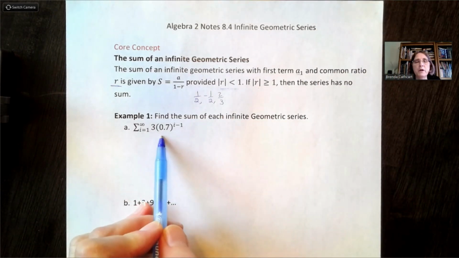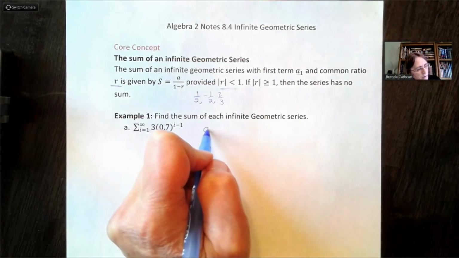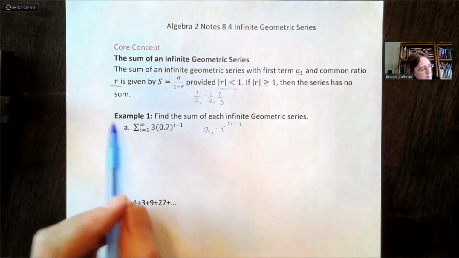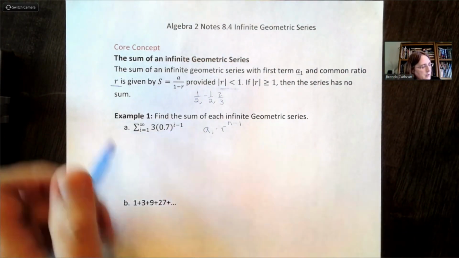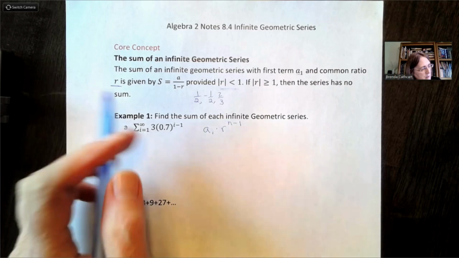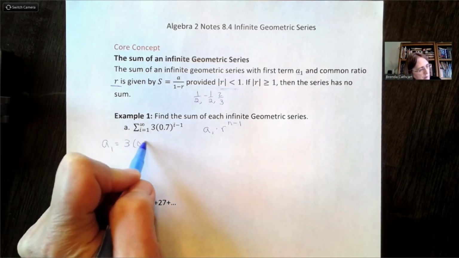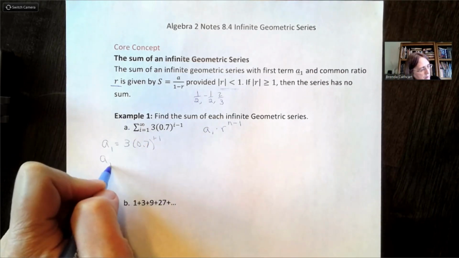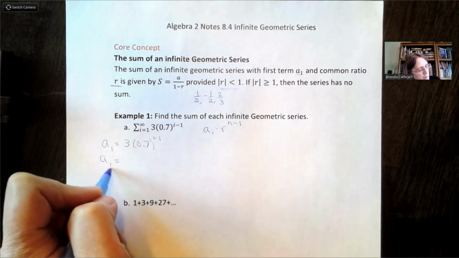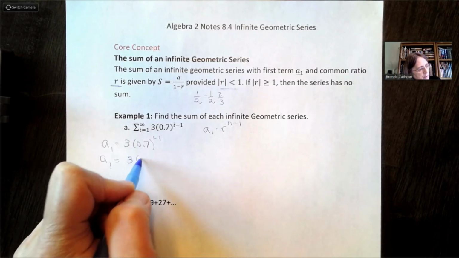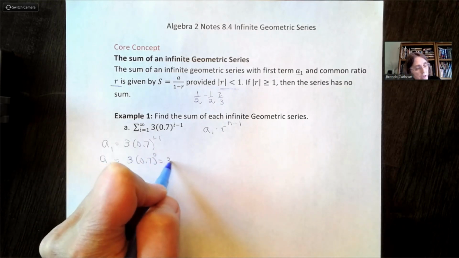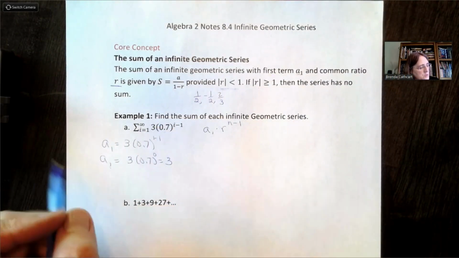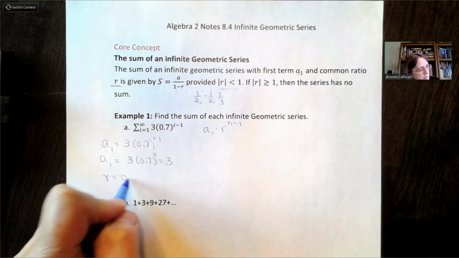We do know that it's geometric. It's of the form A1 times R to the n minus 1. So substituting in 1 for I is going to give us our A1. And in this form, when it's I minus 1, 1 minus 1, that's to the 0 power. So A1 is 3 times 0.7 to the 0, or just 3. Our R is easy to spot. It's the base of the exponential part, so our R is 0.7.